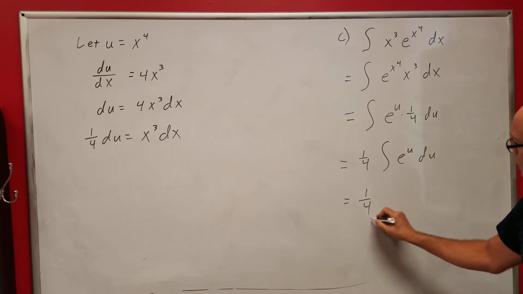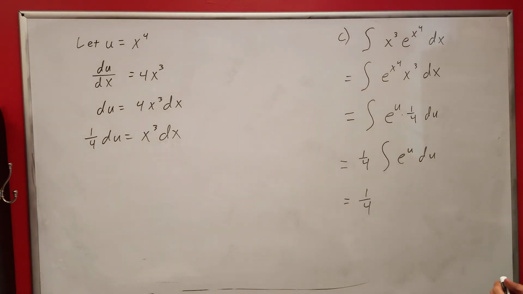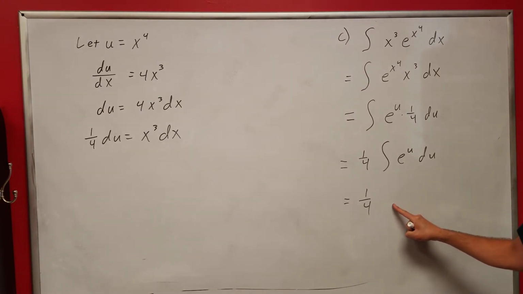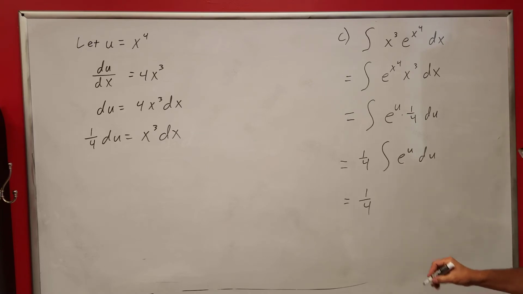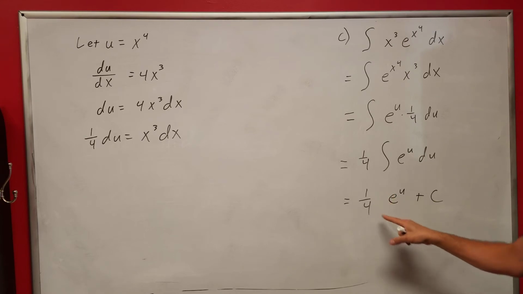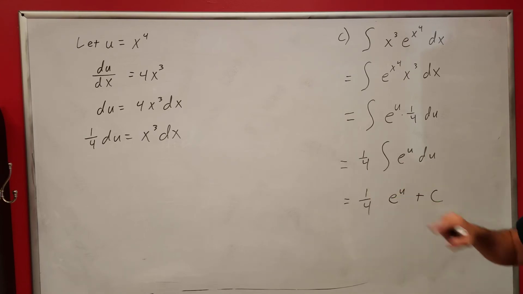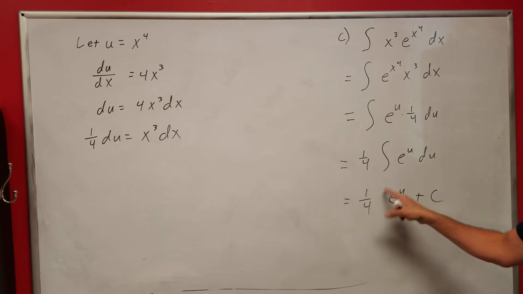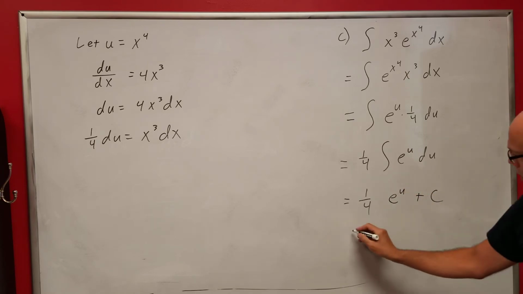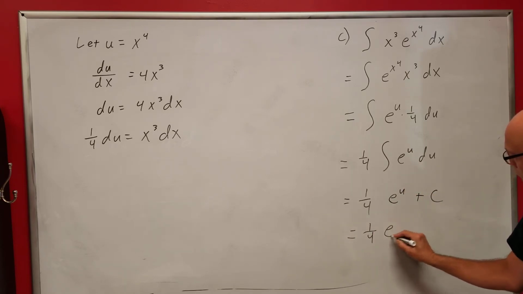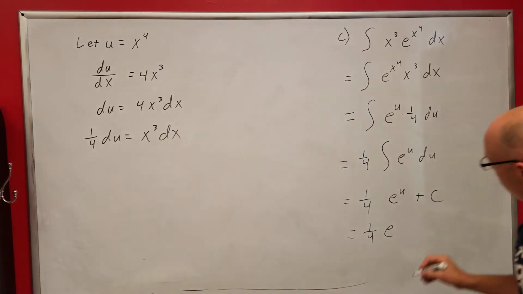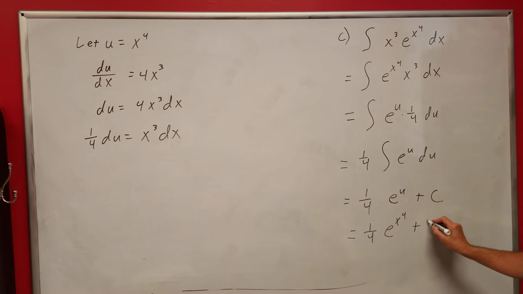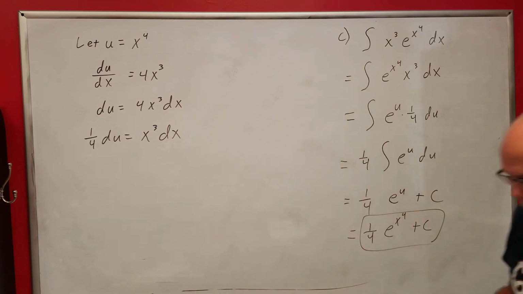So that's 1/4. What's the antiderivative of e to the u? In other words, what do I take the derivative of to give me e to the u? Well, that's the easiest one to do. Isn't it e to the u plus c? Take the derivative. Check yourself. Take the derivative of this. See if you come up with that. Okay? What happens if I take the derivative of this? I get e to the u times 1/4. All right, let's back substitute. So we have 1/4 e to the, what is u again? u is x to the fourth, plus c. There we go.